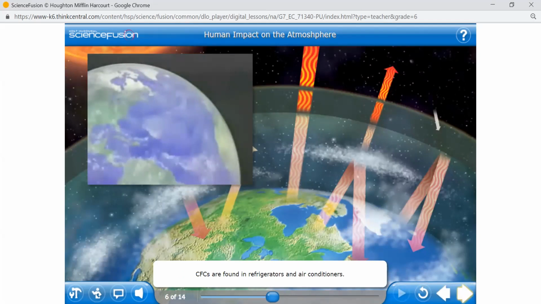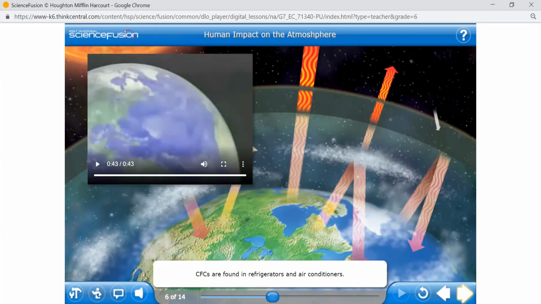CFCs are chlorofluorocarbon gases. Chlorofluorocarbons are also harmful, and they're found in refrigerators and air conditioners. Like, you know, what comes out from those is the CFCs.